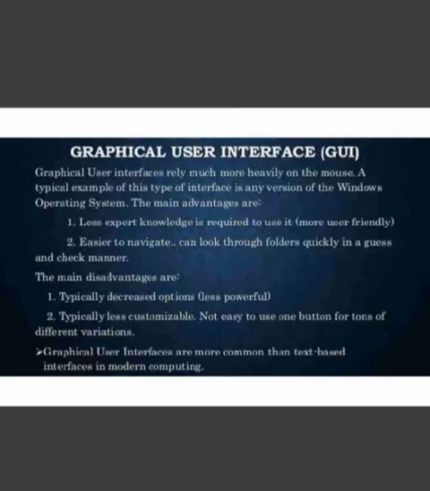Graphical user interfaces rely much more heavily on the mouse. A typical example of this type of interface is a version of the Windows operating system. The main advantages are: first, less expert knowledge is required to use it. Second, easier to navigate, you can look through folders quickly in a guess and check manner. The main disadvantages are: first, typically decreased options. Second, typically less customizable, not easy to use one button for tons of different variations. Graphical user interfaces are more common than text-based interfaces in modern computers.